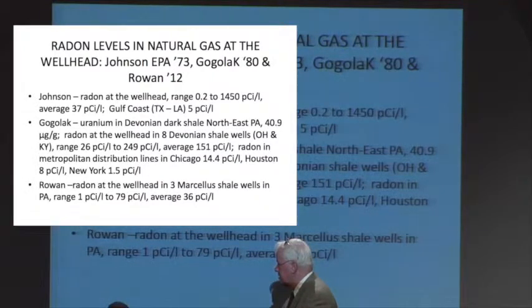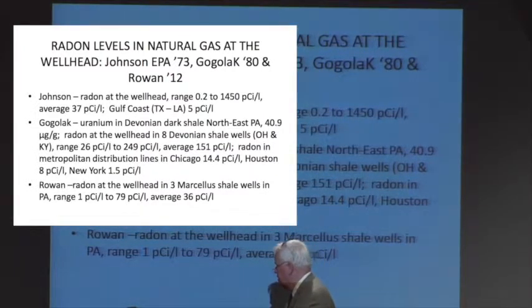He also looked at distribution lines, and you'll see here, I just put a few of them up here, there was a longer table. 14 picocuries in Chicago, 8 picocuries in Houston, and New York, 1.5 in our distribution lines. That's going from the 5 picocuries here decaying over the 6 days that it takes to get here from the Gulf Coast, down to 1.5 picocuries or less.